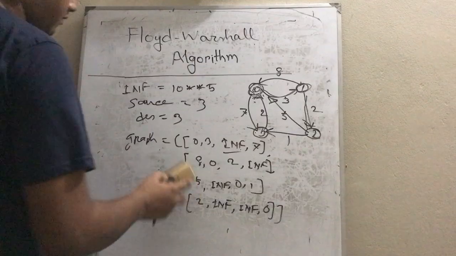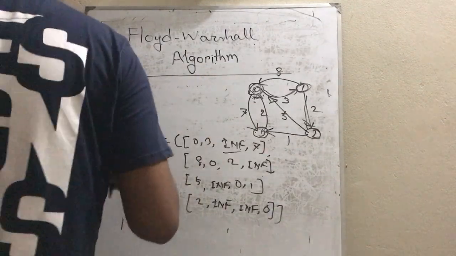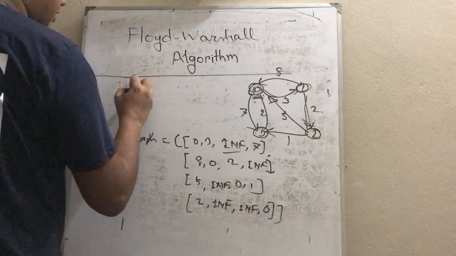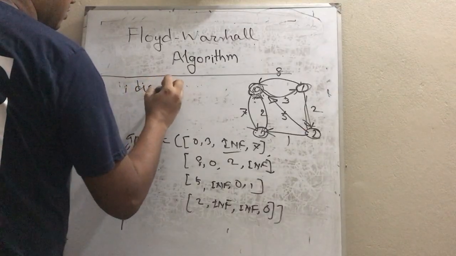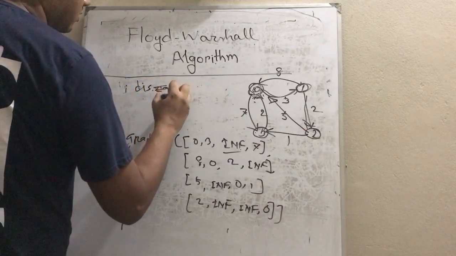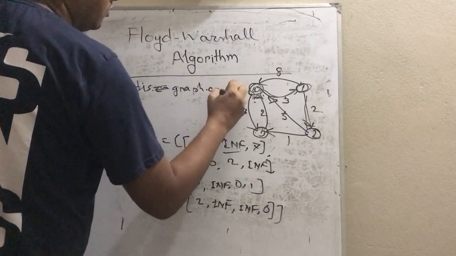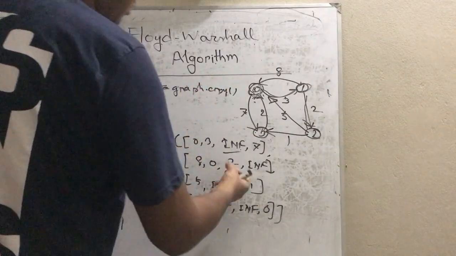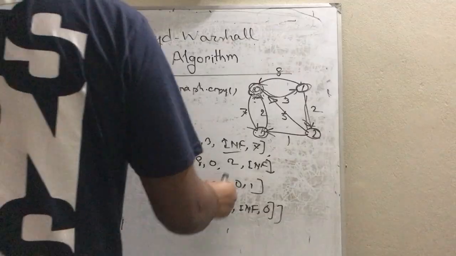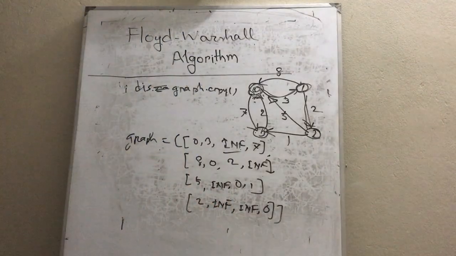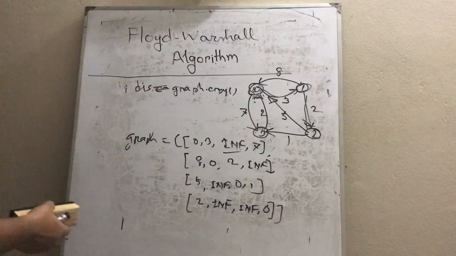This is our graph. So we make a copy graph. That is our output. So distance equal graph dot copy. We will not modify the given graph. Distances we will copy. Shallow copy.